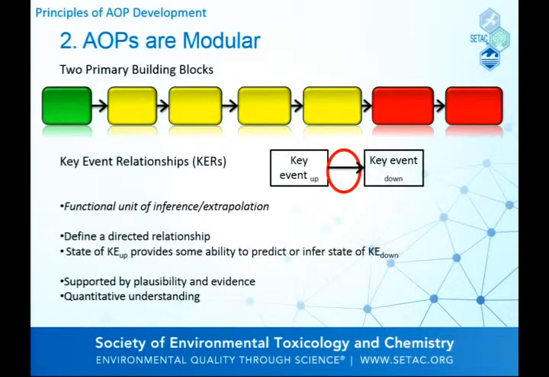And so because we're using these key event relationships to infer something about this downstream event based on a measurement or prediction or estimate of that upstream key event, these are supported by biological plausibility, weight of evidence, and quantitative understanding. So that's the kind of information we want to capture in trying to describe these key event relationships.